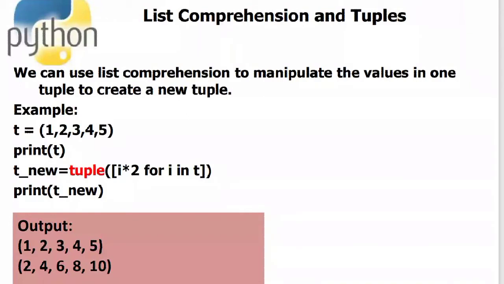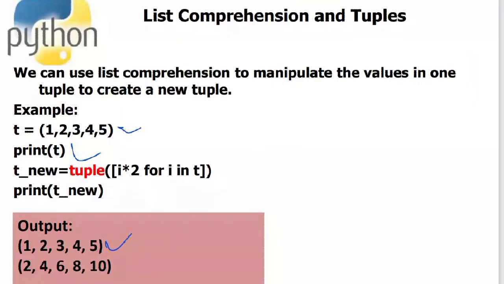That means we'll just create a tuple, then we write some list comprehension and try to convert that list comprehension list into a tuple. So just look here, ma. Here we declared a tuple 1 2 3 4 5 and we are just printing that. Here you can see the output, 1 2 3 4 5.